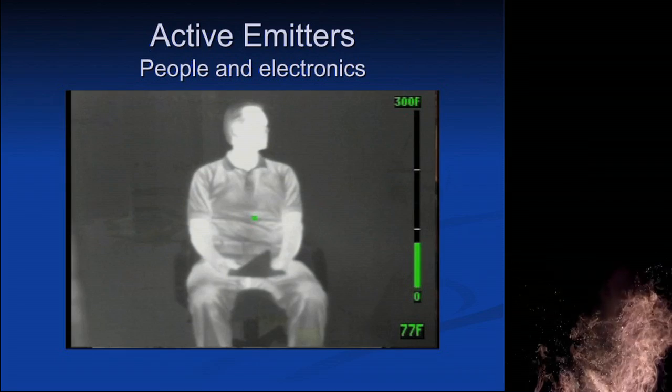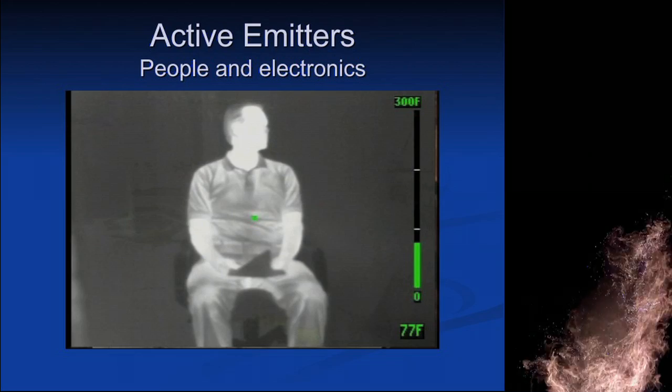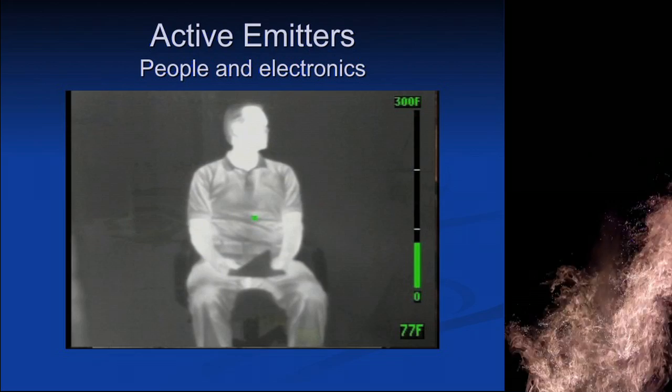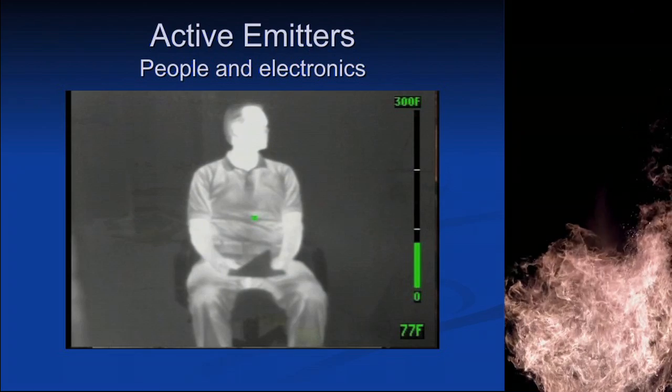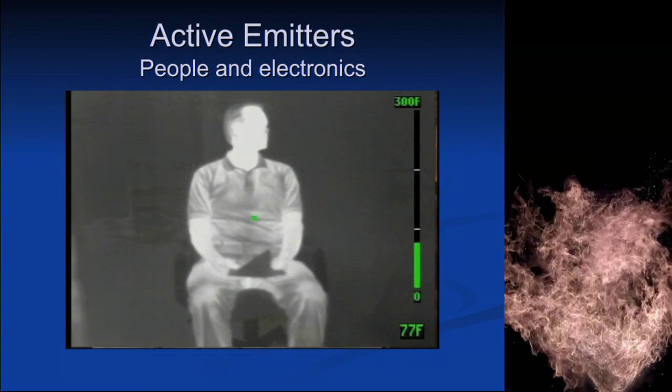Active emitters produce their own energy. Objects such as people or electronics are examples of these. With a little practice, it can be easy to see and identify what it is you're looking at. As you can see, since they generate energy, they are much easier to see than the passive emitters around them.